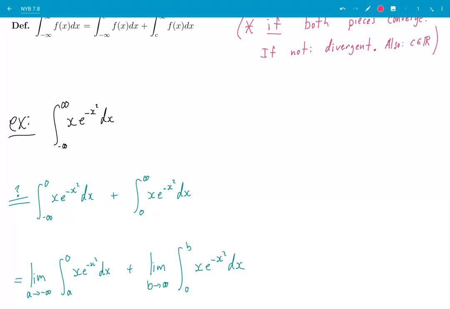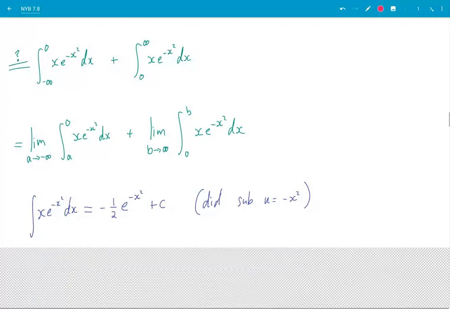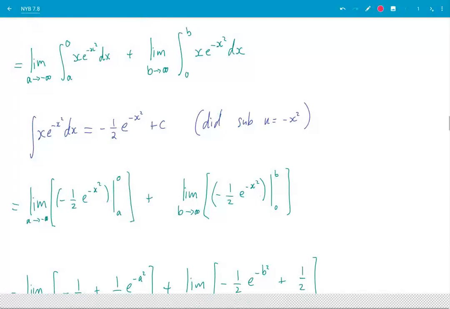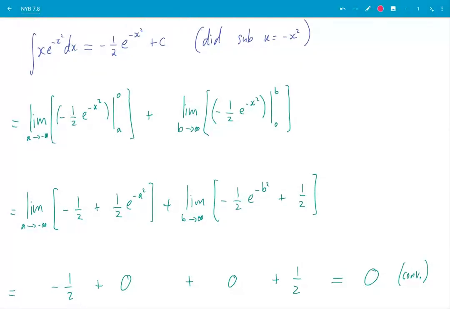But thankfully, they're both the same antiderivative, which I did by substitution, u is equal to negative x squared. So I'll use that in both cases. Maybe I'll just scroll up and let you pause and copy here. Okay. Pause and copy all this. Then I will talk.